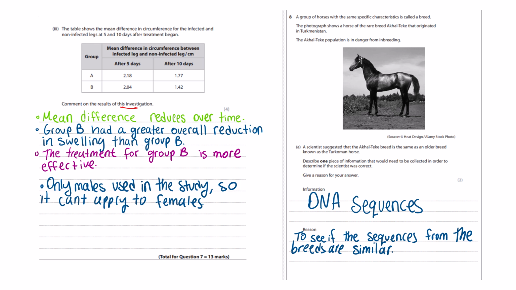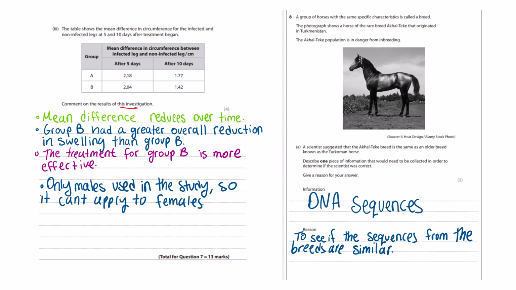So there is a lack of genetic variation. A scientist suggested that the Akhal-Teke breed is the same as an older breed known as the Turkoman horse. Describe one piece of information that would need to be collected in order to determine if the scientist was correct.